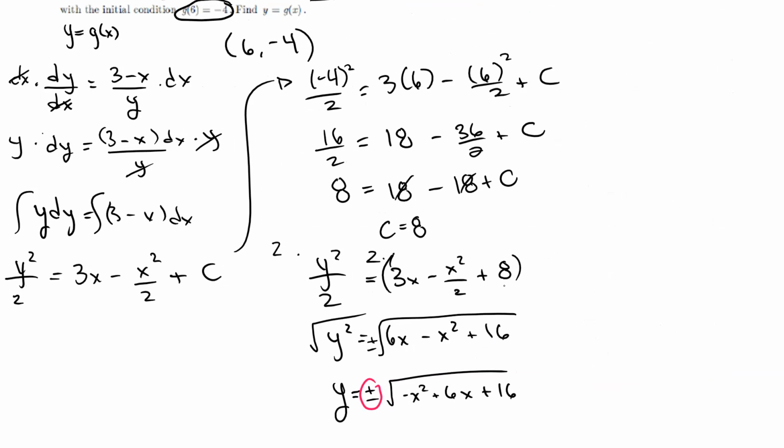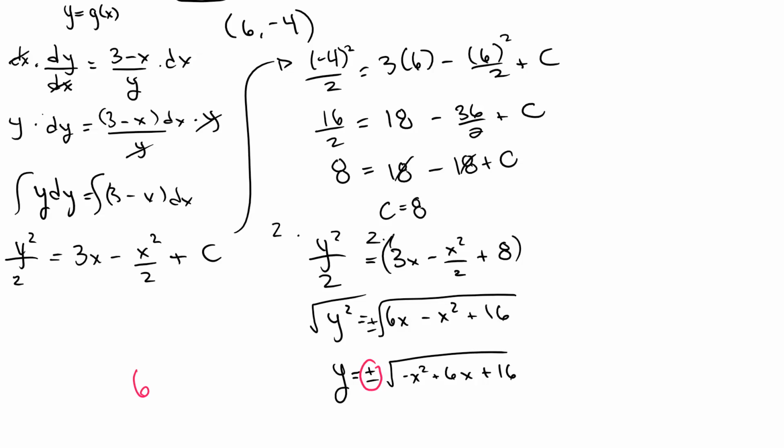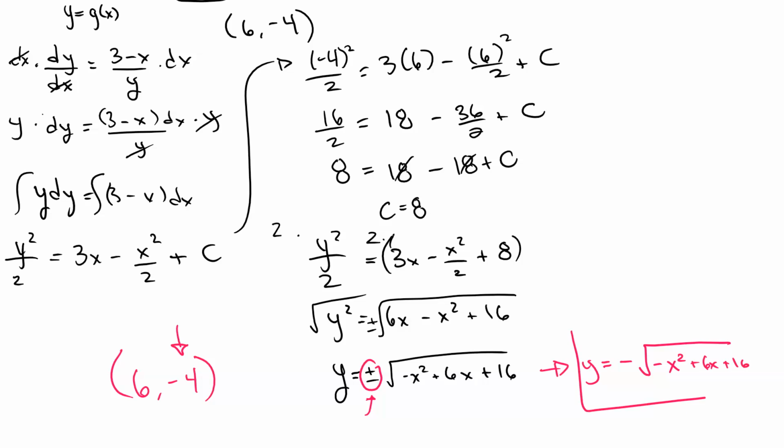Well, what's the point we began with? We began with the point 6, negative 4 as our condition, right? This negative here only occurs if we've got the negative out front. So our solution is going to be negative root negative x squared plus 6x plus 16. And that's all for this problem.